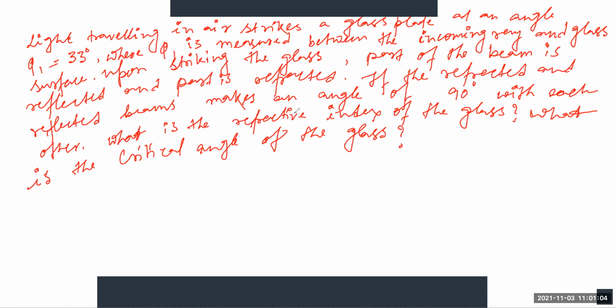This is the question. The light traveling in air strikes a glass plate at an angle phi 1 equals 33 degrees, where phi 1 is the angle between the incoming ray and the glass surface. Upon striking the glass, part of the beam is reflected and part is refracted. If the refracted and the reflected beams make an angle of 90 degrees with each other, what is the refractive index of the glass and what is the critical angle of the glass? Try to solve this problem.